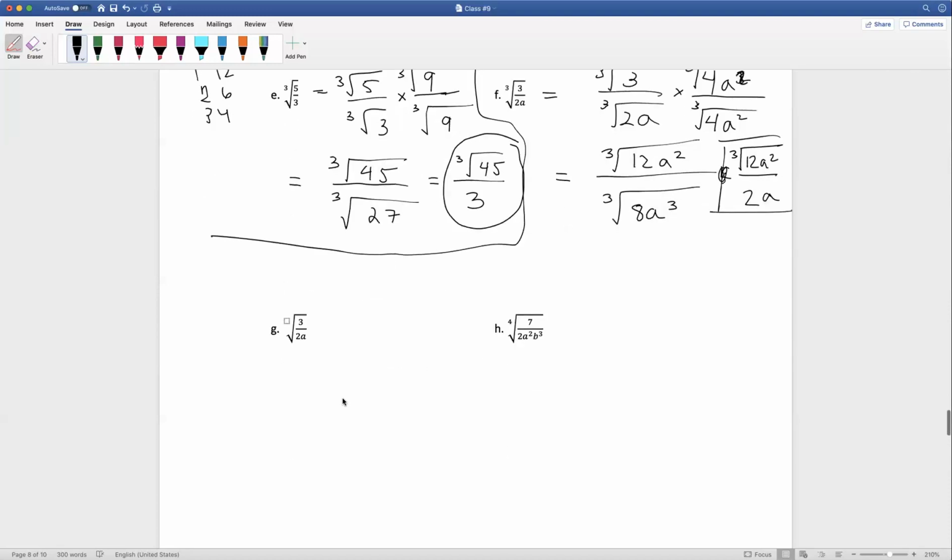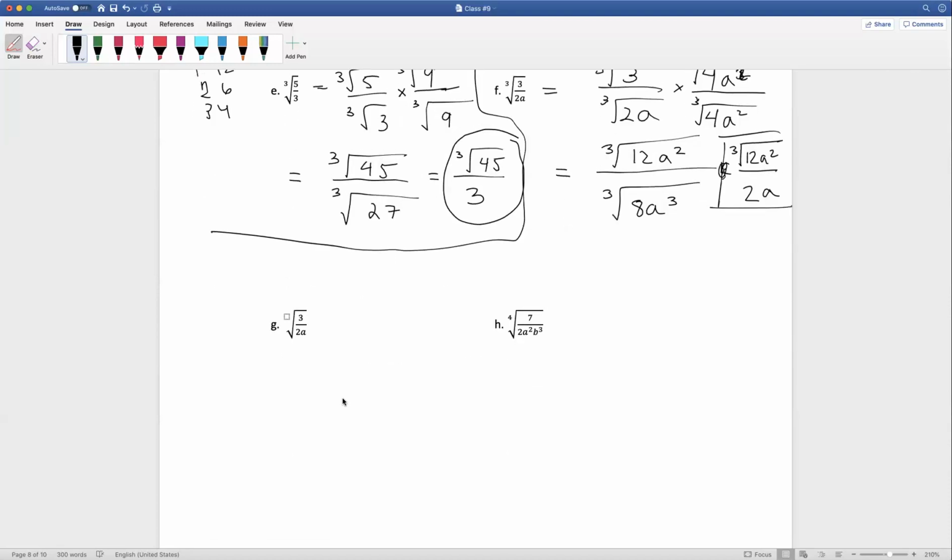Okay, 2 more examples. Let's take a look at just the square root of 3 over 2a. Well, again, I'm going to start off and say the square root of 3 over 2a is the same thing as saying the square root of 3 over the square root of 2a. Now notice it's a square root, so that means it's a lot less thought that's involved here. You can just multiply the numerator and denominator by itself.